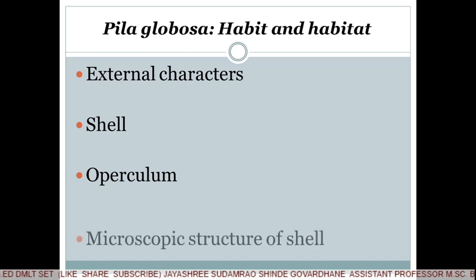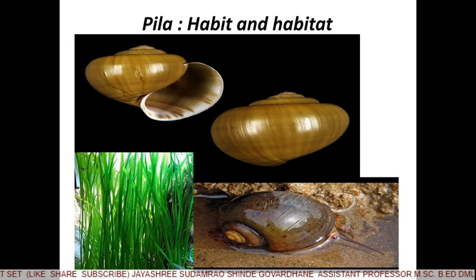Pila is the generic name, that is genus Pila, and globosa is the specific name or species name, that is species globosa, Pila globosa. As it looks like a globe. Do you know the globe? Pila looks like a globe, so the species is named accordingly, that is globosa. Globe is a rounded structure, that's why globosa. Okay, let's start with habit and habitat.